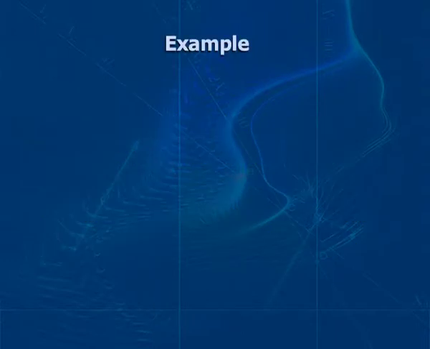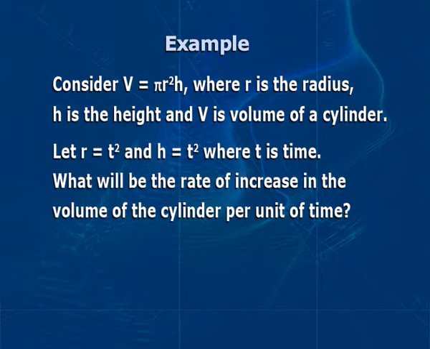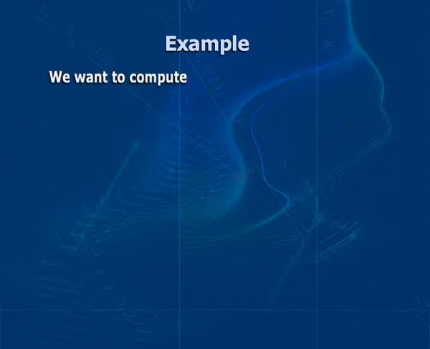Let us take an example. Consider V is equal to pi r square h, where r is the radius, h is the height and V is the volume of a cylinder. Let r is equal to t square and h is equal to t square, where t is time. What will be the rate of increase in the volume of the cylinder per unit of time? We want to compute dV by dt is equal to Vr dr by dt plus Vh dh by dt.